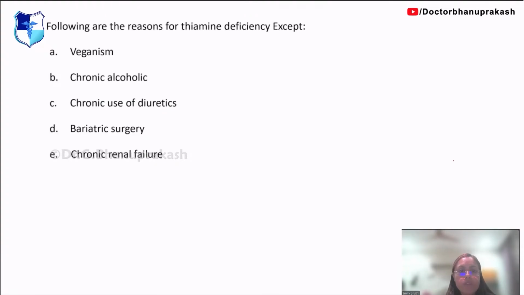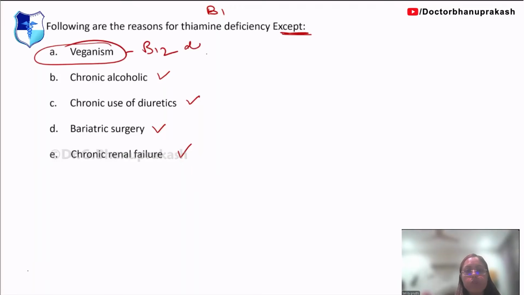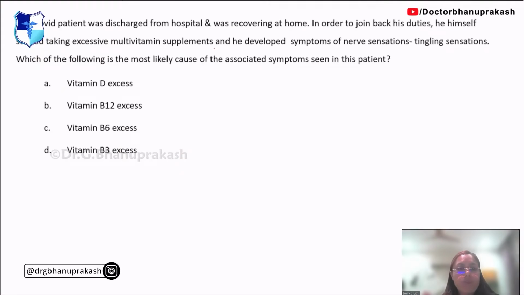Then, the following are the reasons for thiamine deficiency except. So B1 deficiency, this question was recently asked. Alcohol, diuretics, bariatric surgery, chronic renal failure, all are reasons for B1 deficiency. But veganism will lead to B12 deficiency, not B1 deficiency. Veganism, these people do not take any milk and milk products also. Okay, next question, read the question.